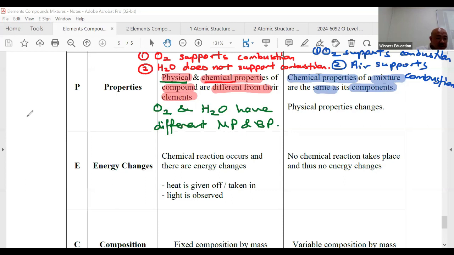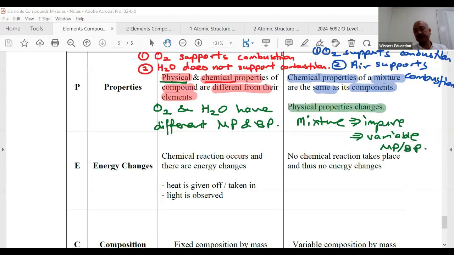For a mixture, obviously, the melting and boiling points are different. In kinetic particle theory, we said before, what happens when we add impurity? The melting point and boiling point will not be fixed. It boils over a range. Make sense? All right, a mixture is impure. So impure means you have variable melting and boiling points, and you will lower or increase them. We'll talk about this in the next topic.